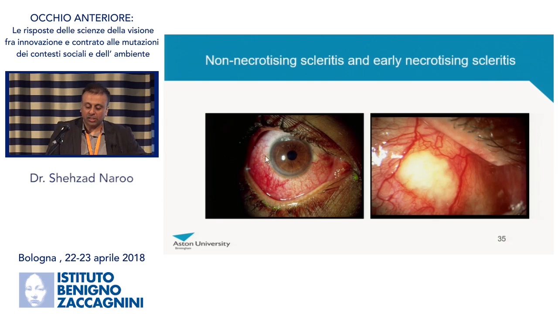So this is just some examples of scleritis, and this is what we call a non-necrotizing scleritis, which basically means the tissue is still alive. In this picture on the right, the scleritis is starting to die. It's what we call a necrotizing scleritis.